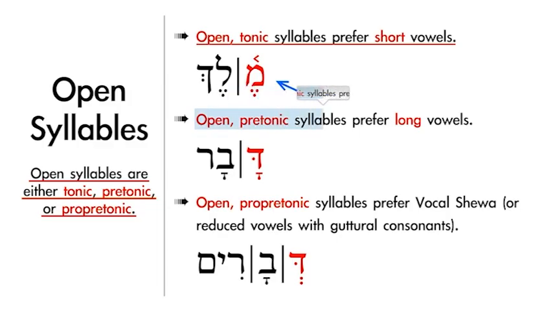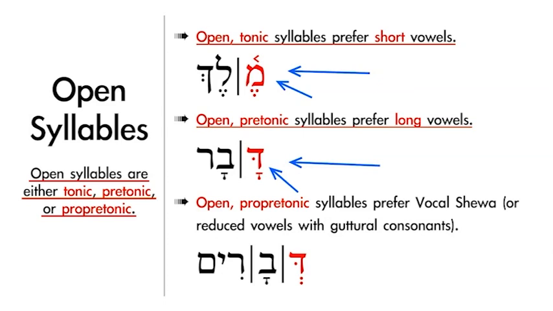However, the open pretonic syllable prefers the long vowel. In our next example, davar, we have an open syllable, but now it's pretonic. That pretonic syllable prefers the long vowel because it's open pretonic. You can treat these 2 examples, melech and davar, as opposing pairs. Because melech has its accent on the first syllable, it takes a different type of vowel, the short vowel. Because davar has its accent on the last syllable, the first syllable is open pretonic, and so it takes the long vowel.